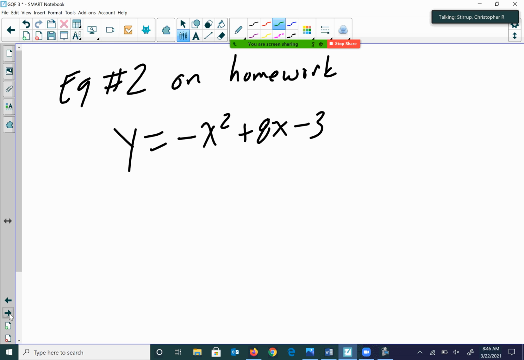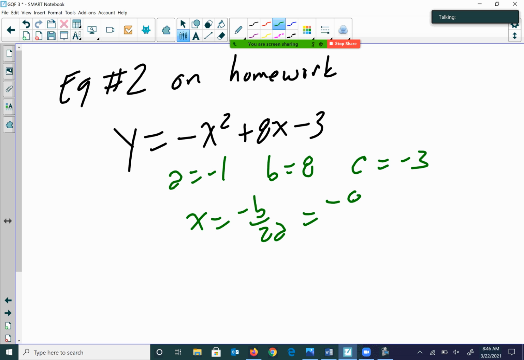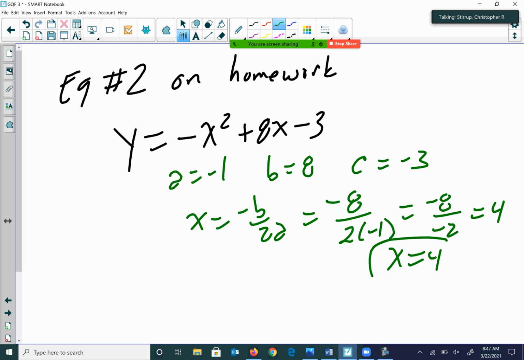All right, this one we're not going to graph, we're just going to go through it. So a equals negative 1, b equals 8, c equals negative 3. So x equals negative b over 2a. So I get negative 8 over 2 times negative 1. So I get negative 8 over negative 2. So that winds up being 4. So my axis of symmetry would be 4.